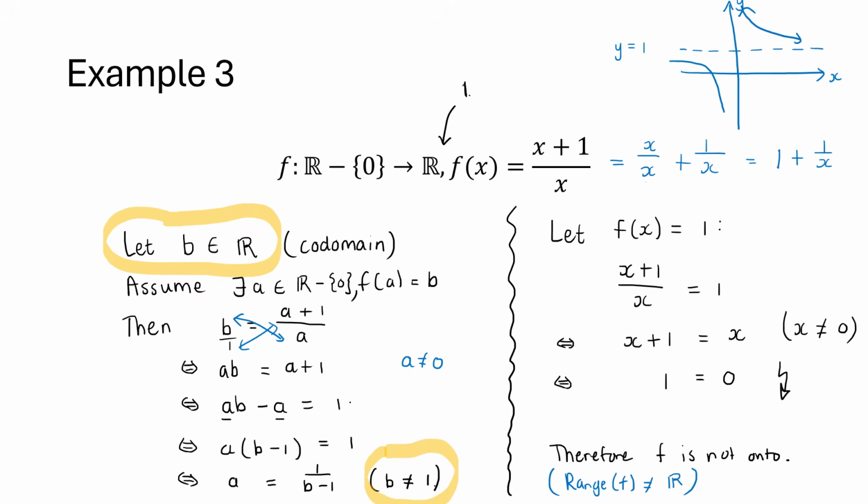All right. What is the range of this hyperbola? Well, it's all real values except where the asymptote is. So except at 1. And this is the reason why it's not onto. The codomain allows for all y values. The range, the actual range of this function, doesn't allow for y is equal to 1.